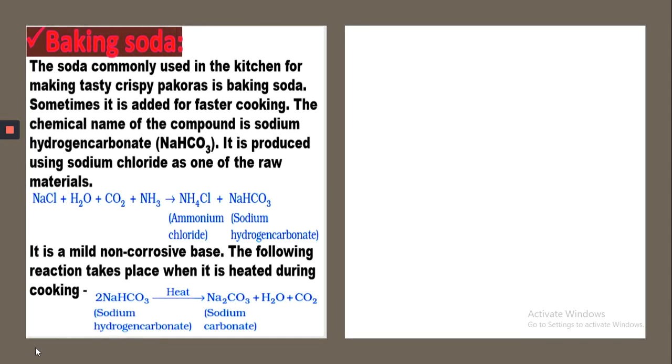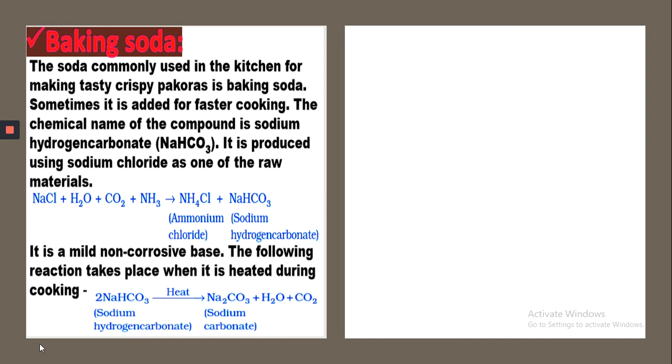Now we will discuss baking soda. The soda commonly used in the kitchen for making tasty and crispy things. Sometimes it is added to increase the rate of cooking and for faster cooking. The chemical name of this compound is sodium hydrogen carbonate, that is NaHCO3.